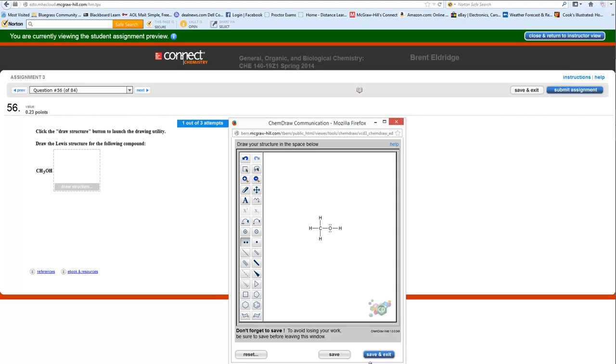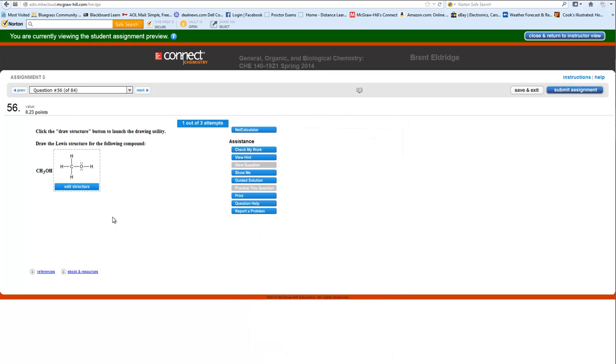All right. So there is my Lewis structure for methanol. I'm going to save that, and then I'm going to check my work. There we go.